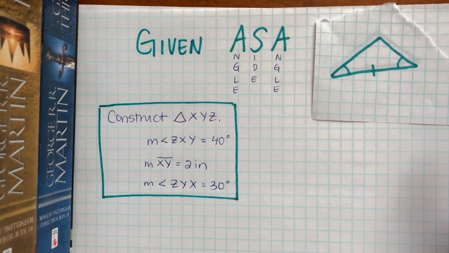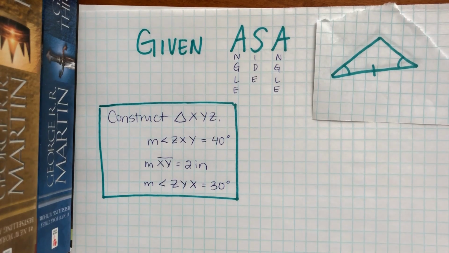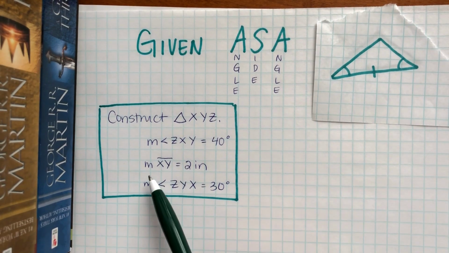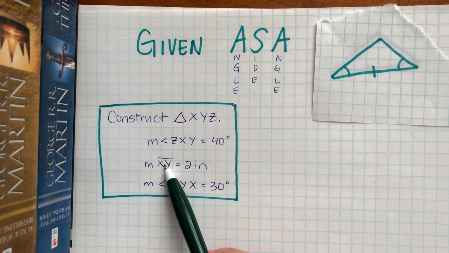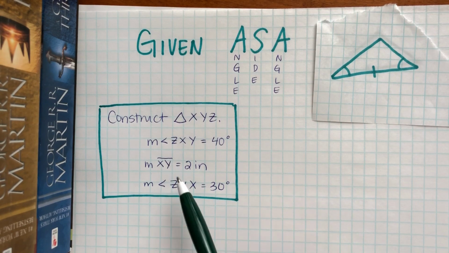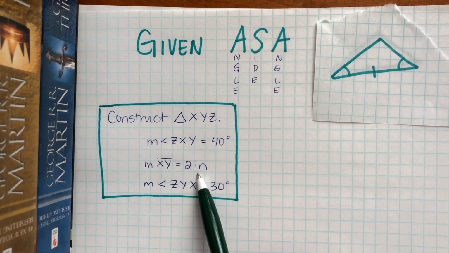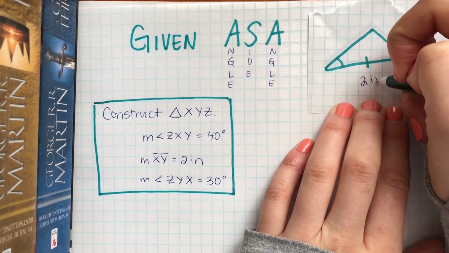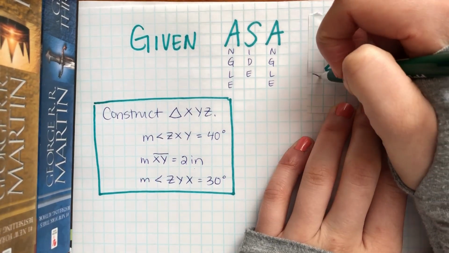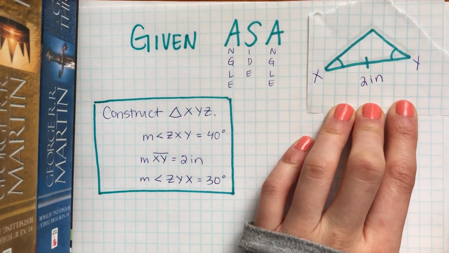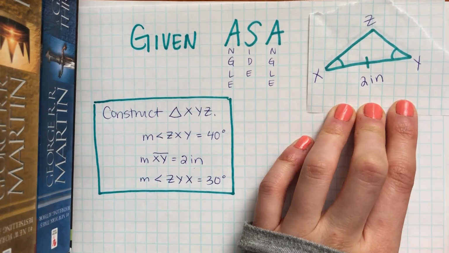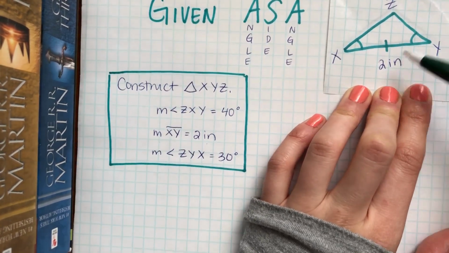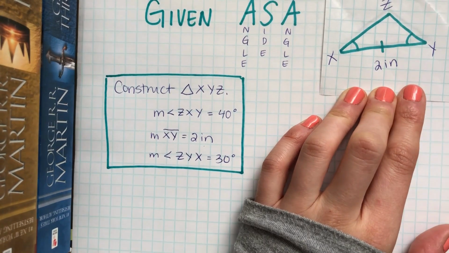And to start off, I'm just going to give myself a little sketch of what I have. And I'm going to be able to see that while I'm making my triangle. So it says that the measure of segment XY, or side length XY, is 2 inches. So this one I've got here is 2 inches, and this is XY, so this up here must be Z. And I have triangle XYZ.